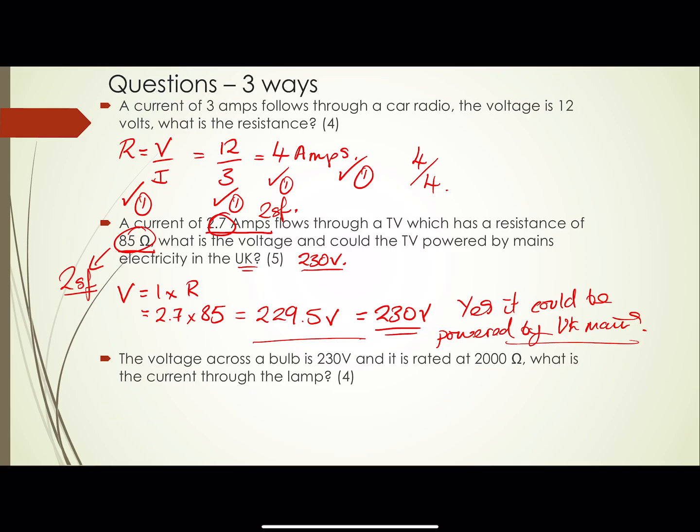Where are the marks? Well, it says 5 marks available. So 1 for the equation, 1 for the substitution, 1 for the correct answer, 1 for the units, and then 1 for knowing that it's powered by UK mains.